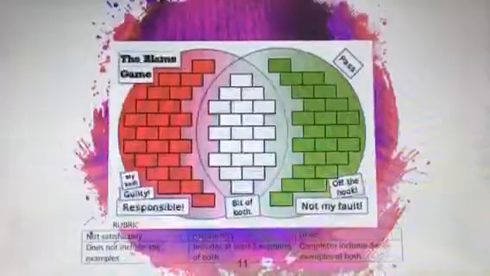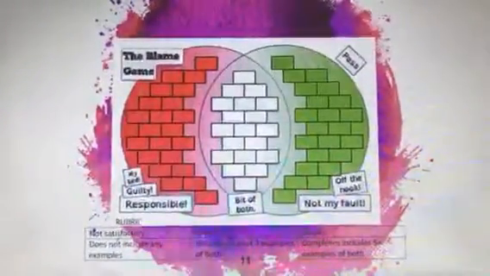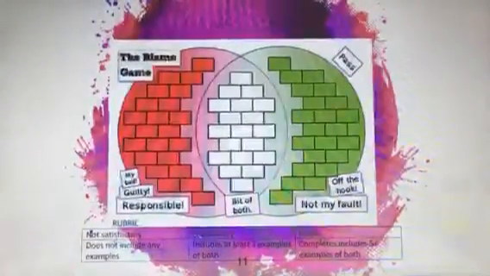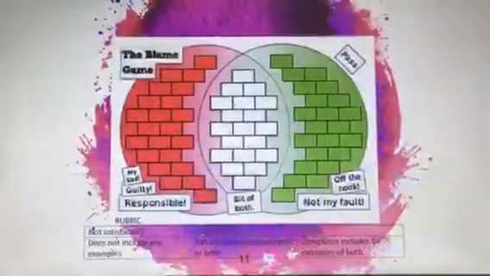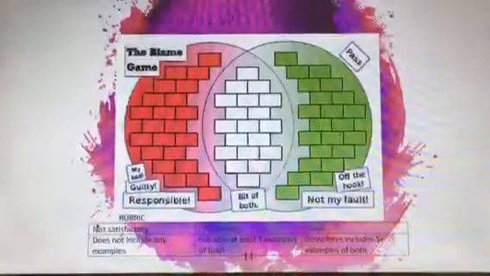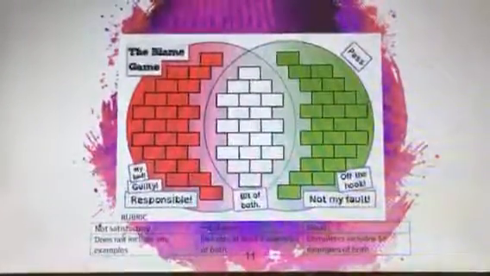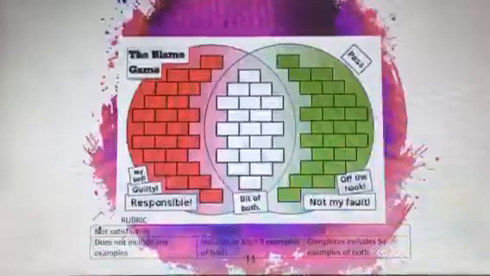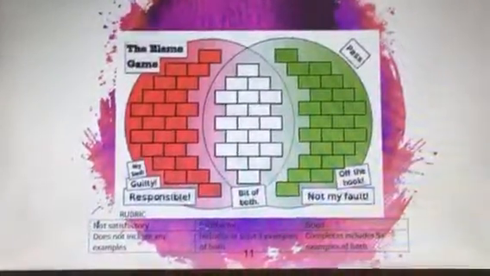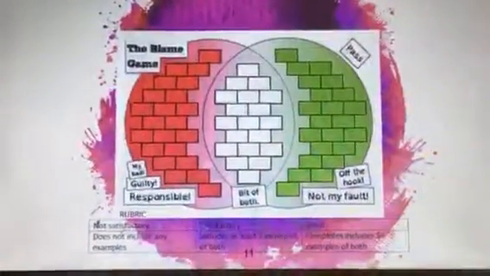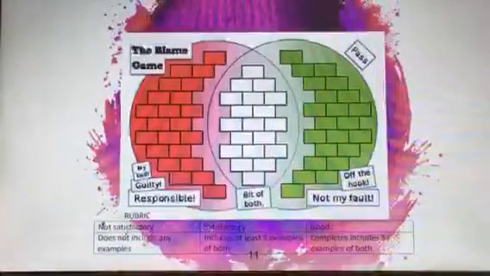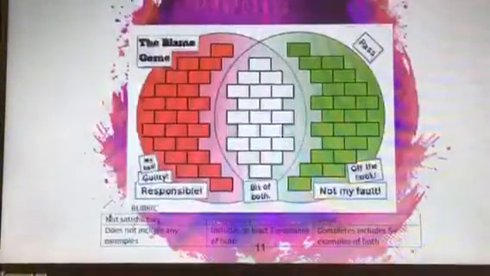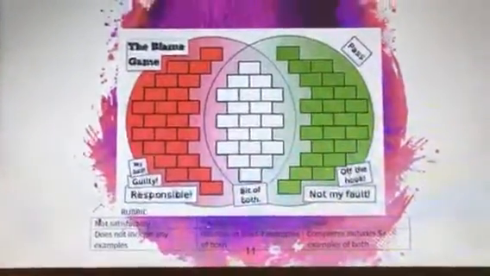This is the blame game. The rubric is at the bottom, which states does not use any examples. Satisfactory would be uses 3 examples of both, and good would be completes 5 examples of both. So what have we done that is not my fault? What is my fault? And what could be considered as both, using examples of previous arguments, disagreements, or misunderstandings that happened that day.